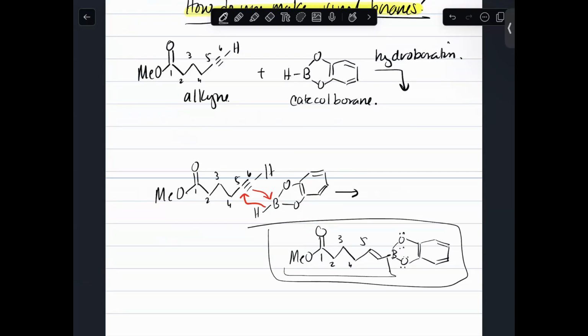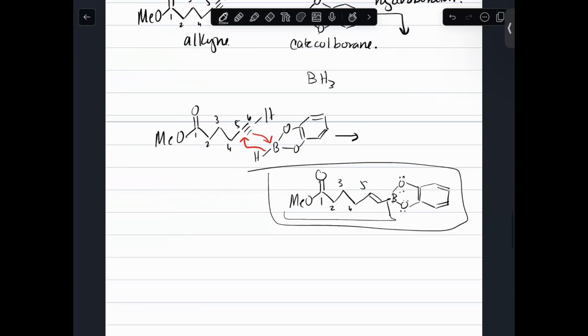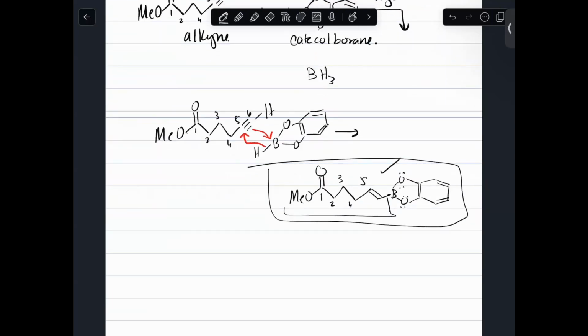Again, you typically need something with lone pairs. If you have something like BH3, then you're just going to keep reducing your alkyne. You're not forming a vinyl borane. You're just reducing it all the way down, right? And you don't want that. You just want to reduce it once to form the vinyl borane and stop there. Once you form your vinyl borane, now you can go ahead and use it.